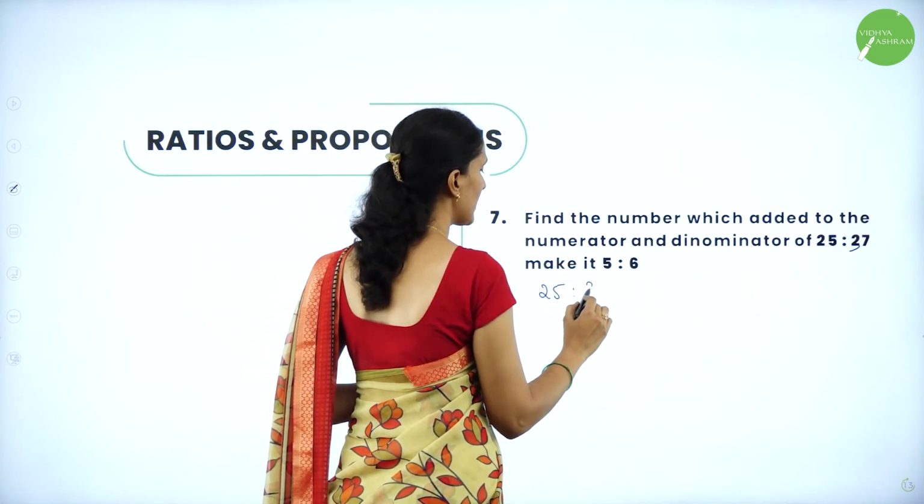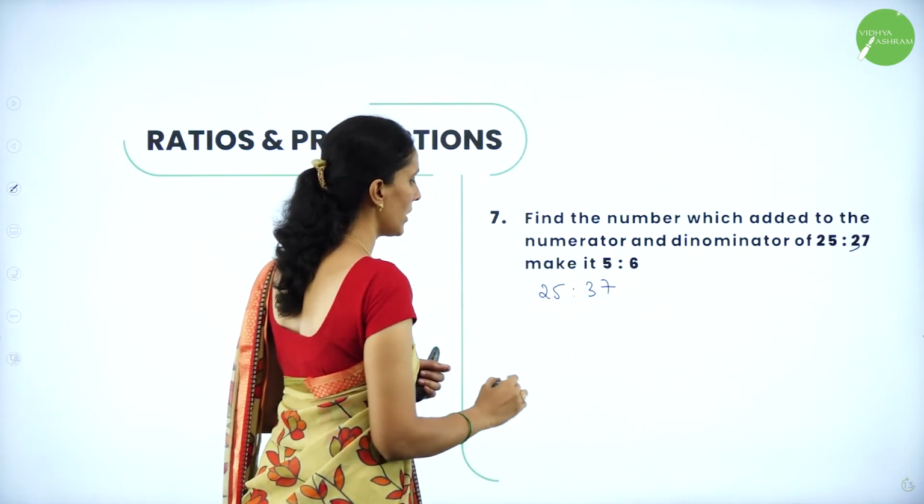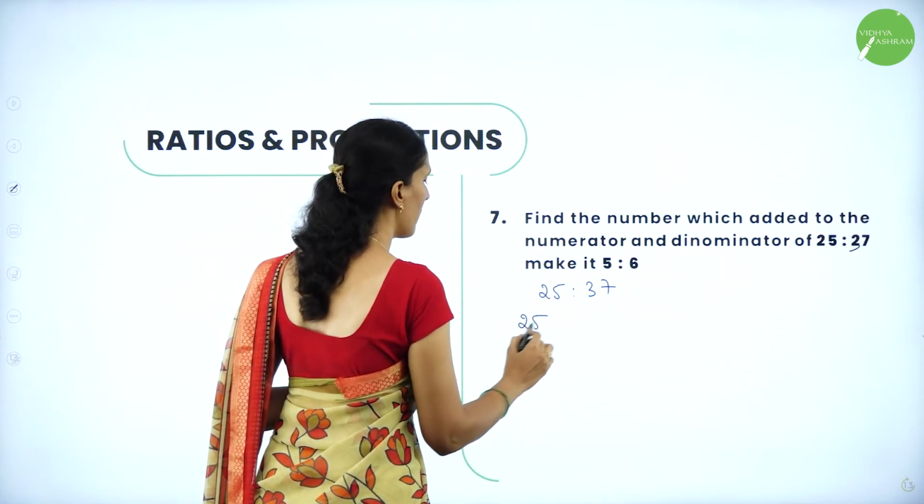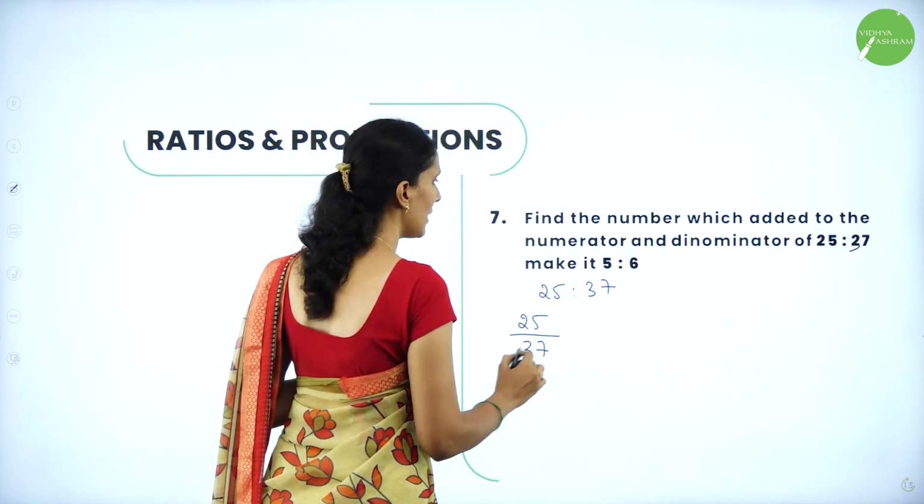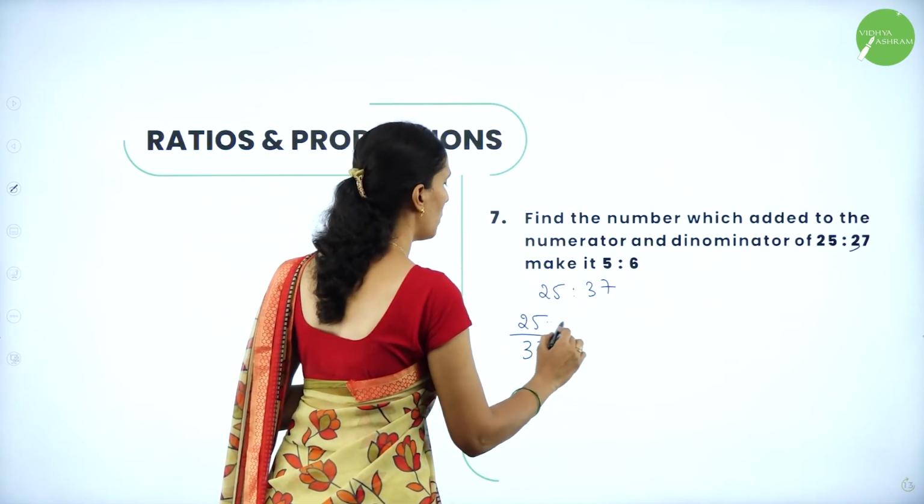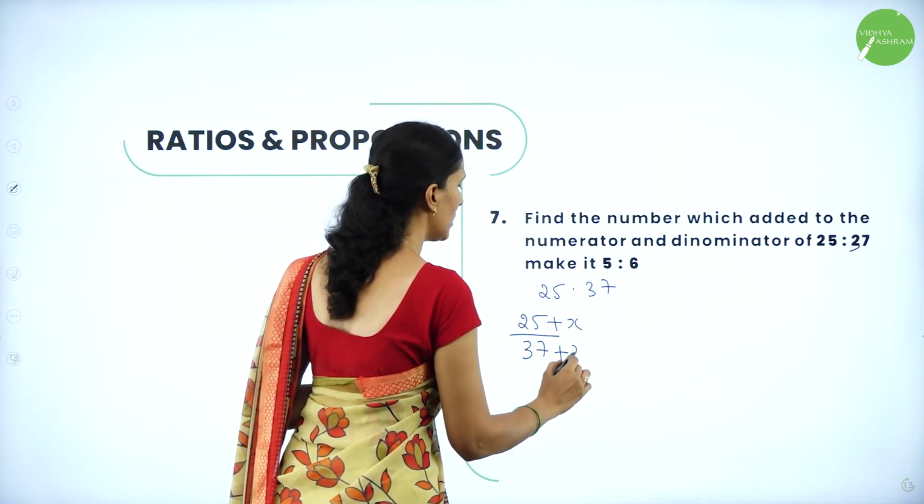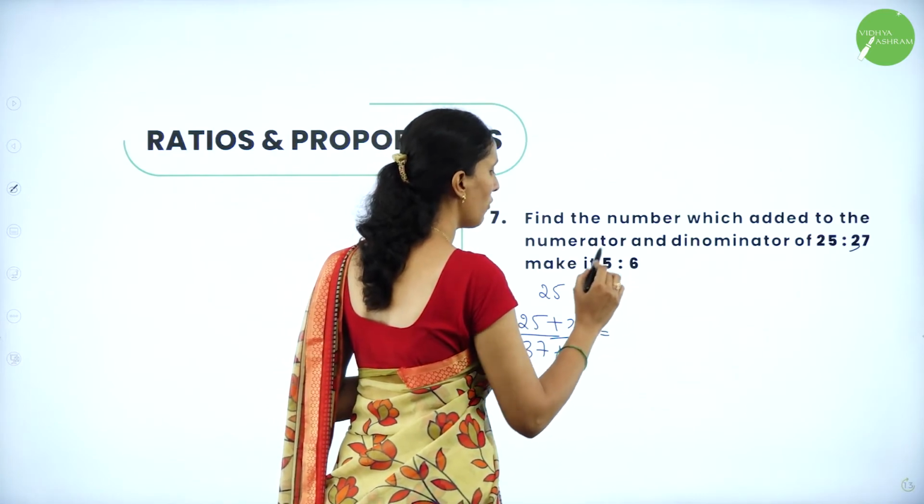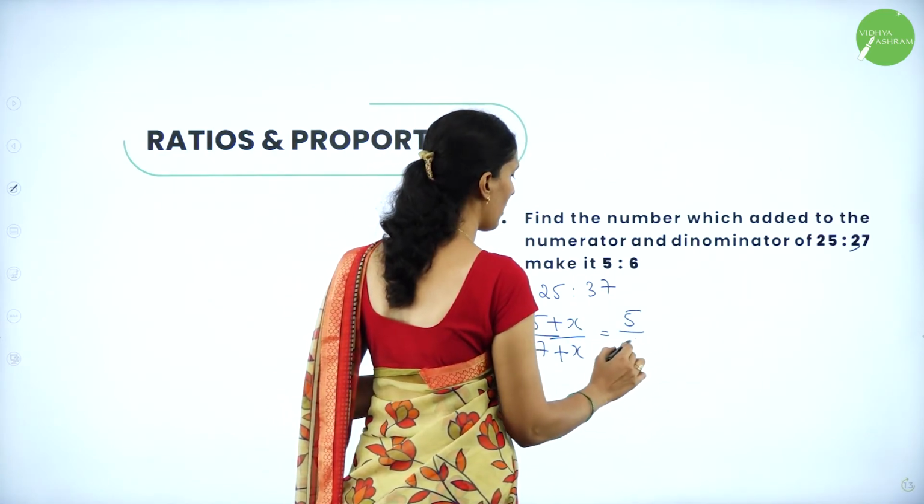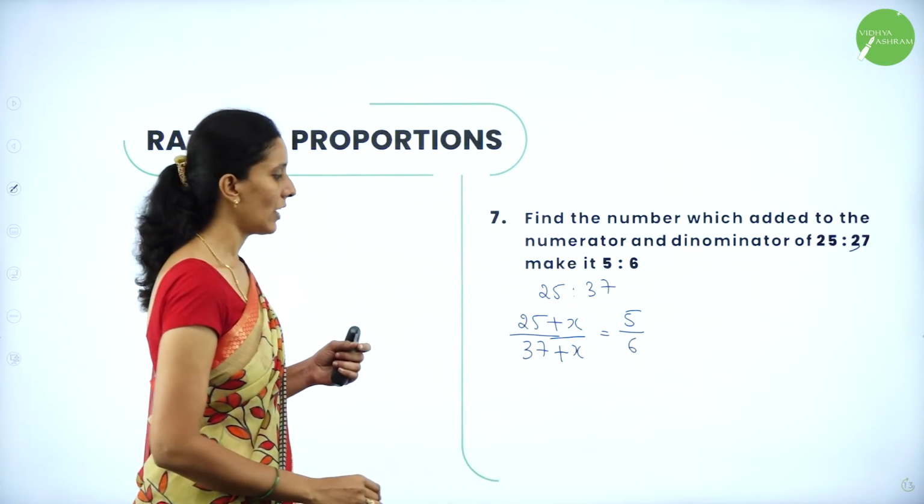25 is to 37. The given question is, when you add some number, let me take it as x, to both numerator and denominator, this is equal to the ratio 5 is to 6. That is nothing but 5 by 6. So I have to find the value of x.